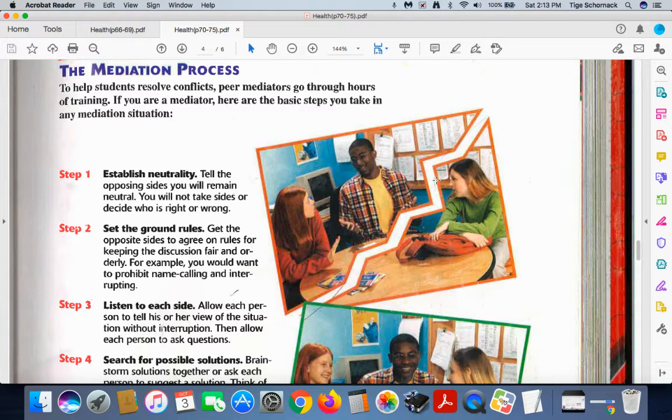That happens in marriage counseling, when parents or guardians are having trouble, maybe they need to go to a counselor, a mediator, to talk, so maybe they don't have to get divorced. That's what a counselor is there for. Set ground rules. Get the opposite sides to agree on rules to keep the discussion fair and orderly. For example, you want to prohibit name calling and interrupting.